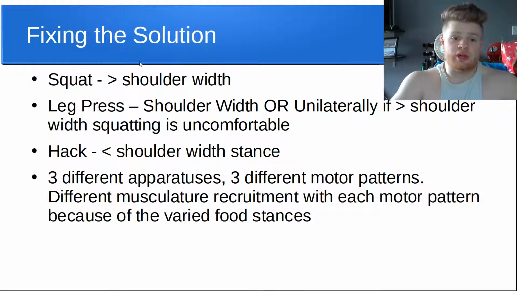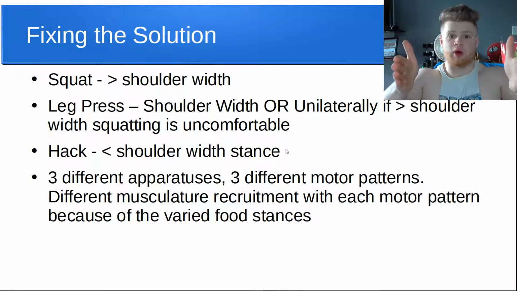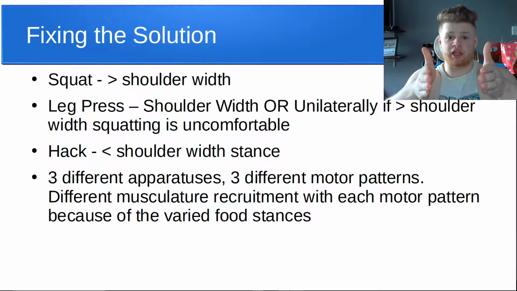What we can do is fix the foot stance, or the foot width, on all three of the movements. For example, we can squat with a foot stance that is wider than shoulder width, and then we could go into a shoulder width leg press and then do a hack squat with a narrower stance. So all three movements are working to flex the hip, but they're different because all three have a different foot stance. We start with the squat with a fairly wide stance, and then we get narrower with the leg press, and then we get even narrower with the hack squat.